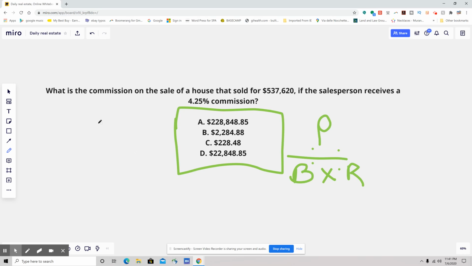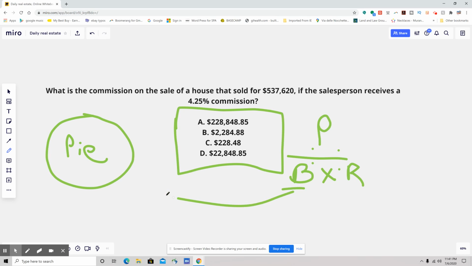Now, in a part over a base times a rate, and I'm going to do this again, we have a pie. And here's what happens. The base is the entire pie. The whole thing. Okay? The rate, which is the rate at which we take our slice, as long as it is less than 100%, the part is always going to be smaller. So that slice is always going to be smaller than the whole entire pie.